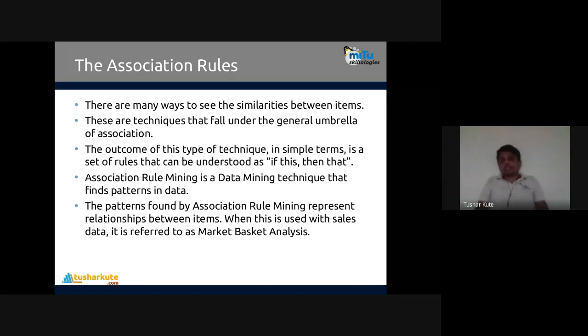So association rule mining is a data mining technique that finds patterns in the data and generates the rules in the data. The pattern found by association rule mining represents the relationship between the items. When this is used with the sales data, it is called market basket analysis. You might have heard this term before also, market basket analysis. So market basket analysis is the product.